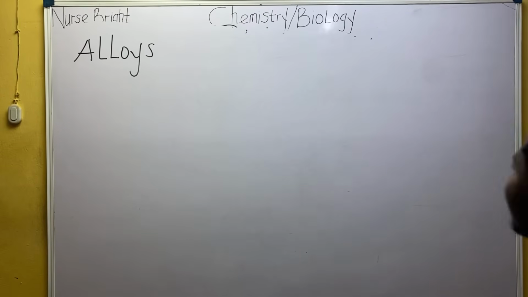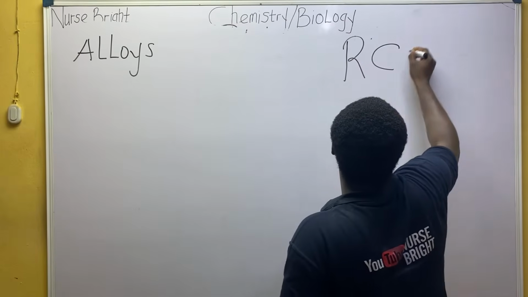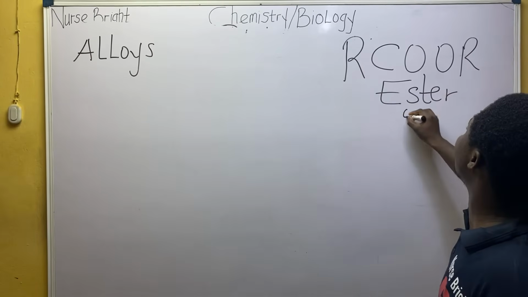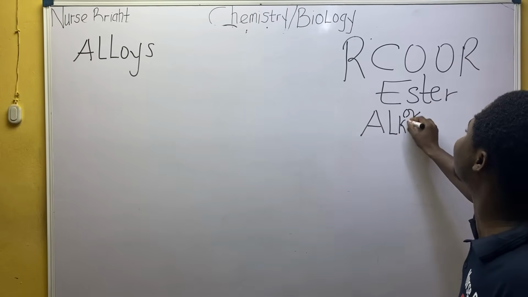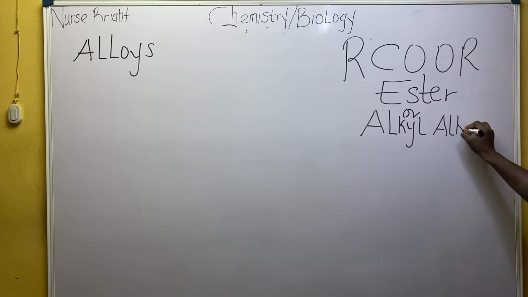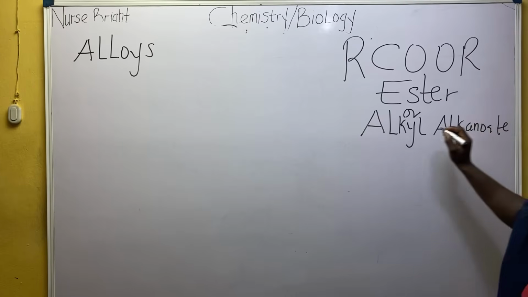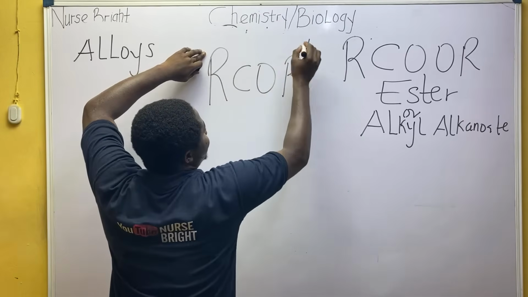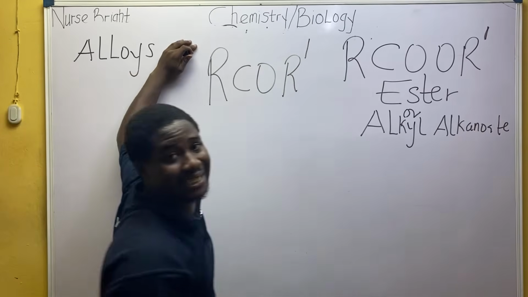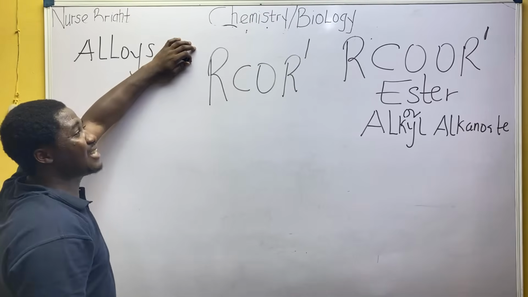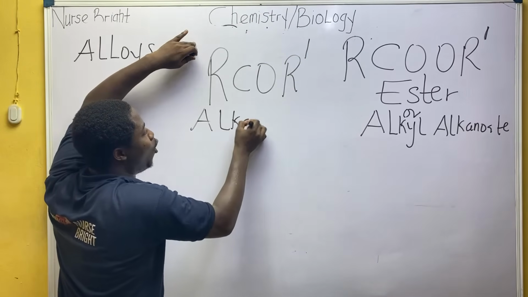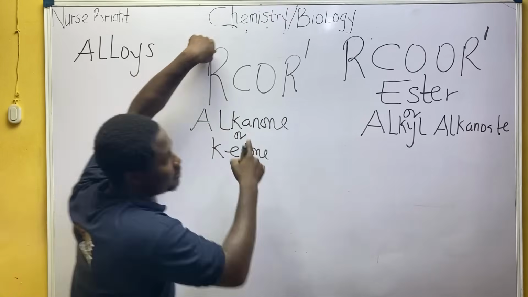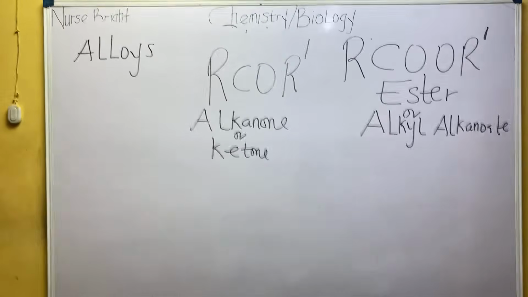RCOOR prime. These are the esters, or we can simply call them the alkyl alkanoates. For the alkanones, they are RCOR prime. We can just use the prime to separate them. You can see how it works. Class, don't mistake these: they are the alkanones, also called ketones.